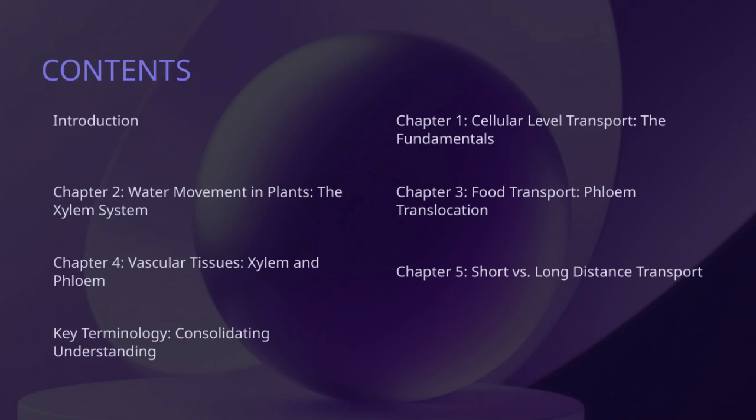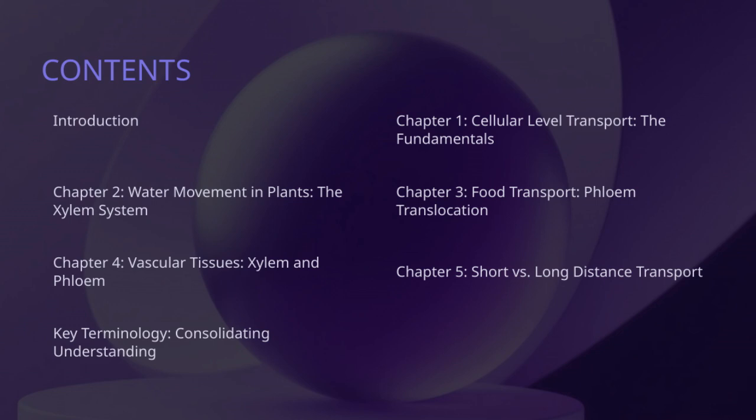Moving back to cellular fundamentals, Chapter 1 covers the basic transport processes at the cellular level, forming the foundation for everything else. We also have a chapter dedicated to key terminology. This will help us consolidate our understanding of the concepts as we go along. Then, Chapter 4 introduces the vascular tissues, xylem and phloem, which are the main highways for transport within the plant. Lastly, Chapter 2 explains water movement through the xylem system, highlighting how water ascends from roots to leaves.